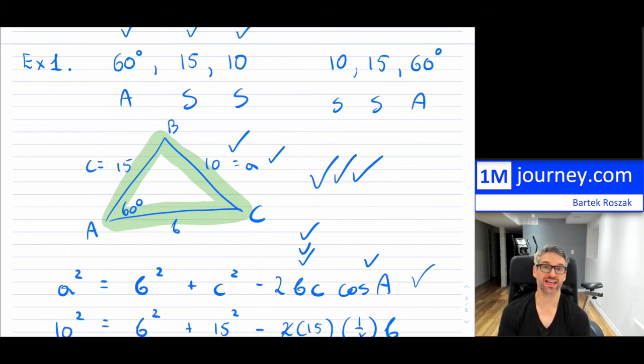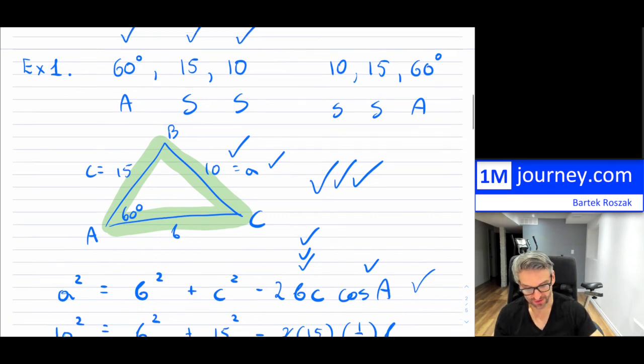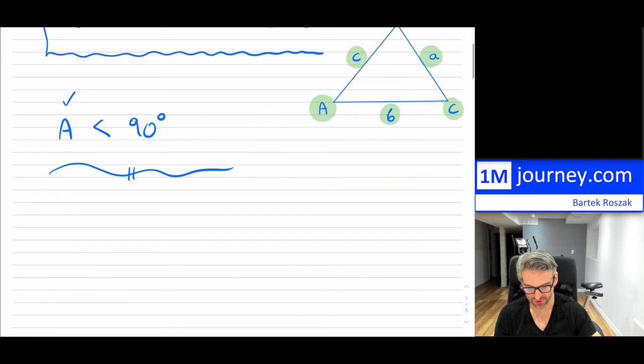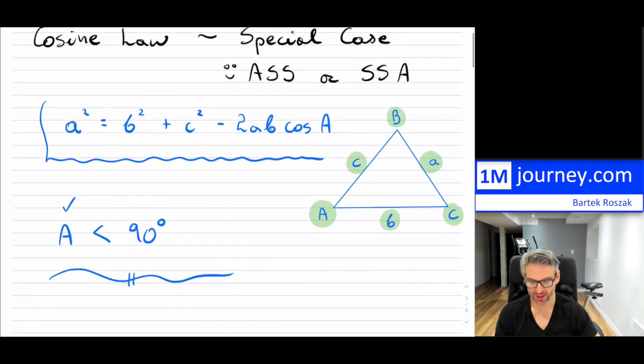But if the angle is less than 90, you can use either the sine law or cosine law, but you have to be careful in constructing that triangle. All right? So I hope that this is useful, and it gives you an example of how you can think about utilizing the cosine law in this special case.